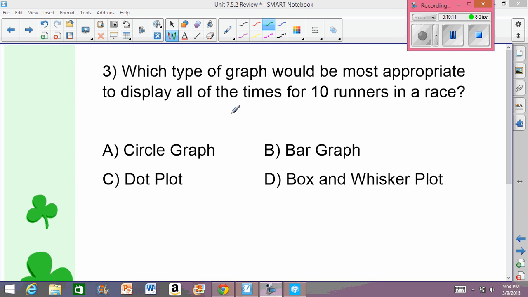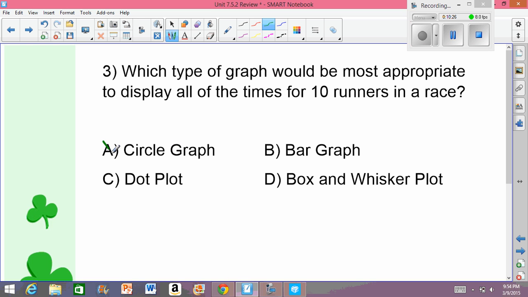Which type of graph will be most appropriate to display all of the times for 10 runners in a race? So we want to display each person's times. So if we start looking at our different options, if we look at a circle graph, a circle graph is not going to display each of their times. Okay, circle graph represents the part to a whole, and we are not comparing any parts. We want to see all of their information. If we're looking at a dot plot, we will see on a number line the information, so we could see their individual times. So maybe it's a dot plot.